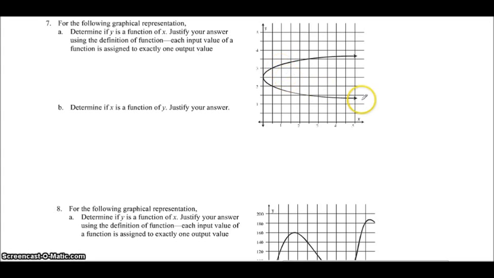So let's take a look at this graph here. We have our x-axis here. These are our inputs. How did I know that was inputs? Because it says determine if y is a function of x. So x is the input and y will be the outputs.